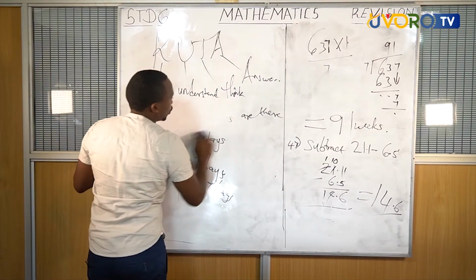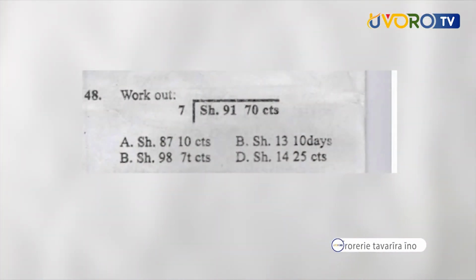Question number 48. Work out 7 shillings 91, I'm so sorry, 91 shillings 70 cents divided by 7. The sum is as easy as I don't know what to say.